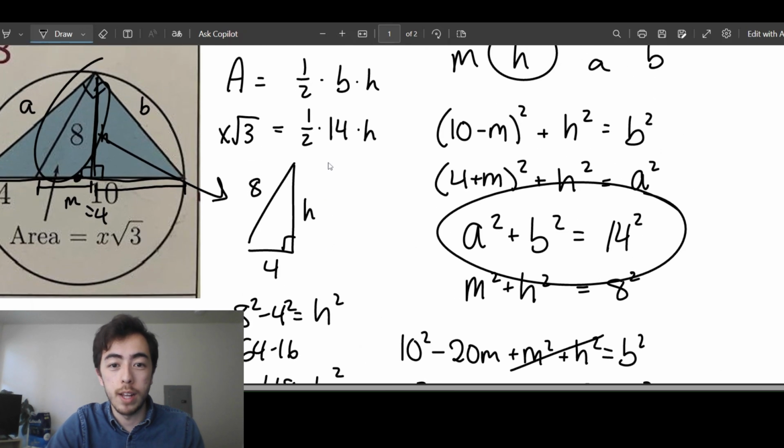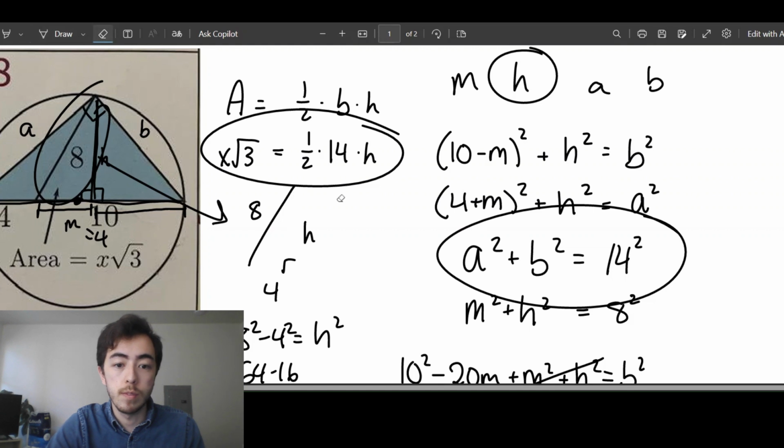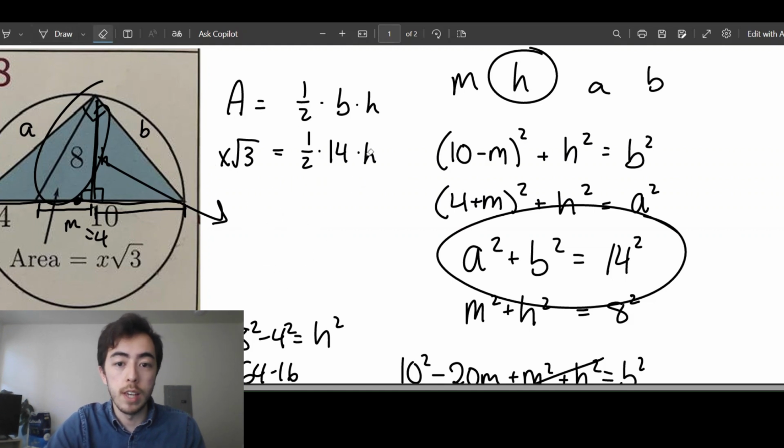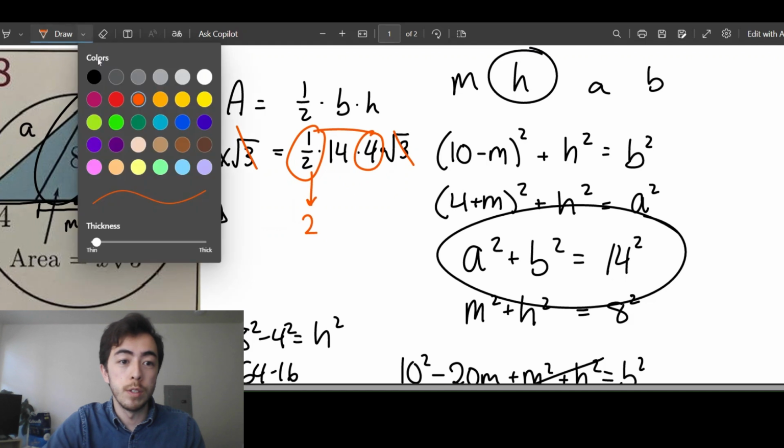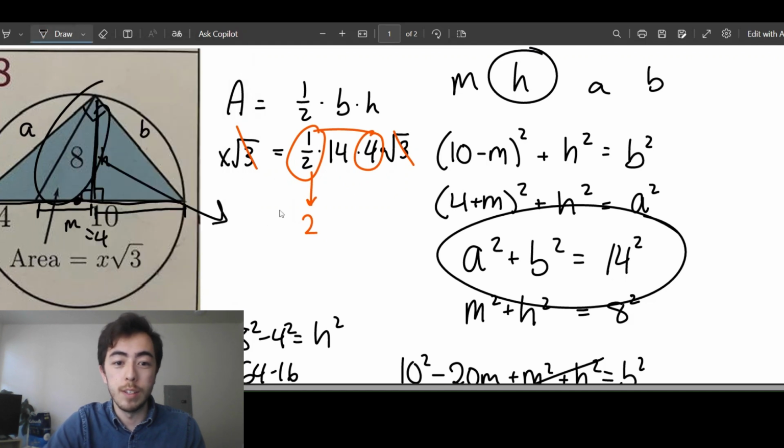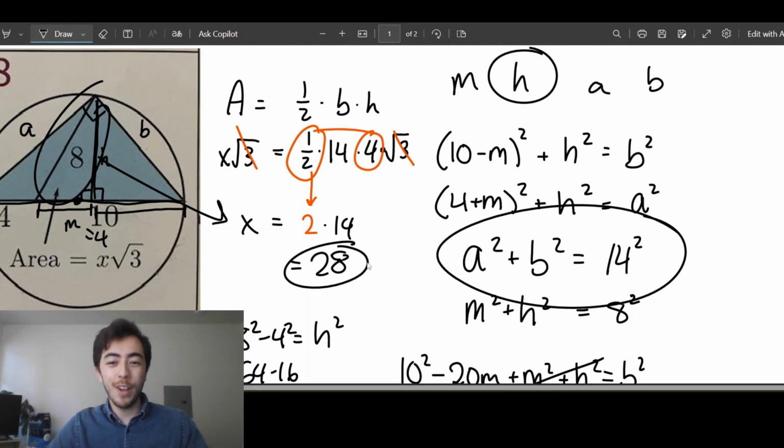Great, let's bring that back up into here, where I'll just replace the h with 4 times root 3. And then I'm noticing that if I wanted to simplify both sides of the equation, I could divide both sides by the square root of 3, and then maybe I could combine these to be a 2. And so ultimately, we get x is equal to 2 times 14, which is 28. And that's today's date. There we go.